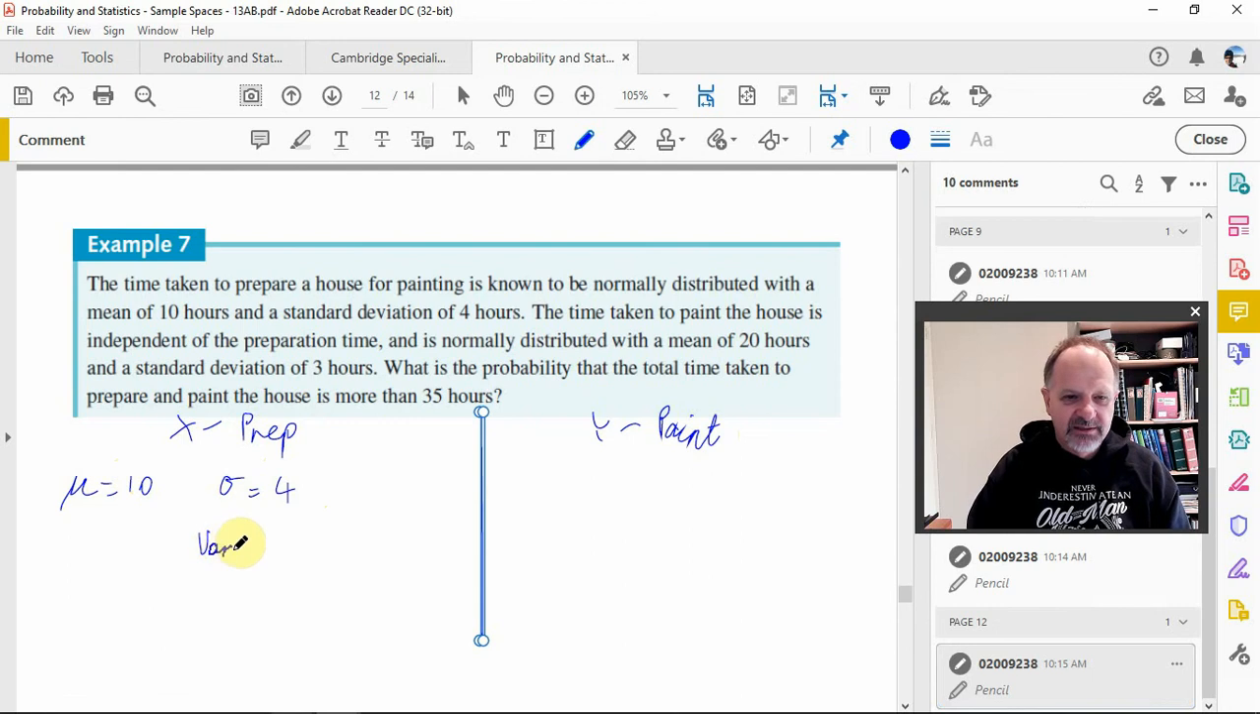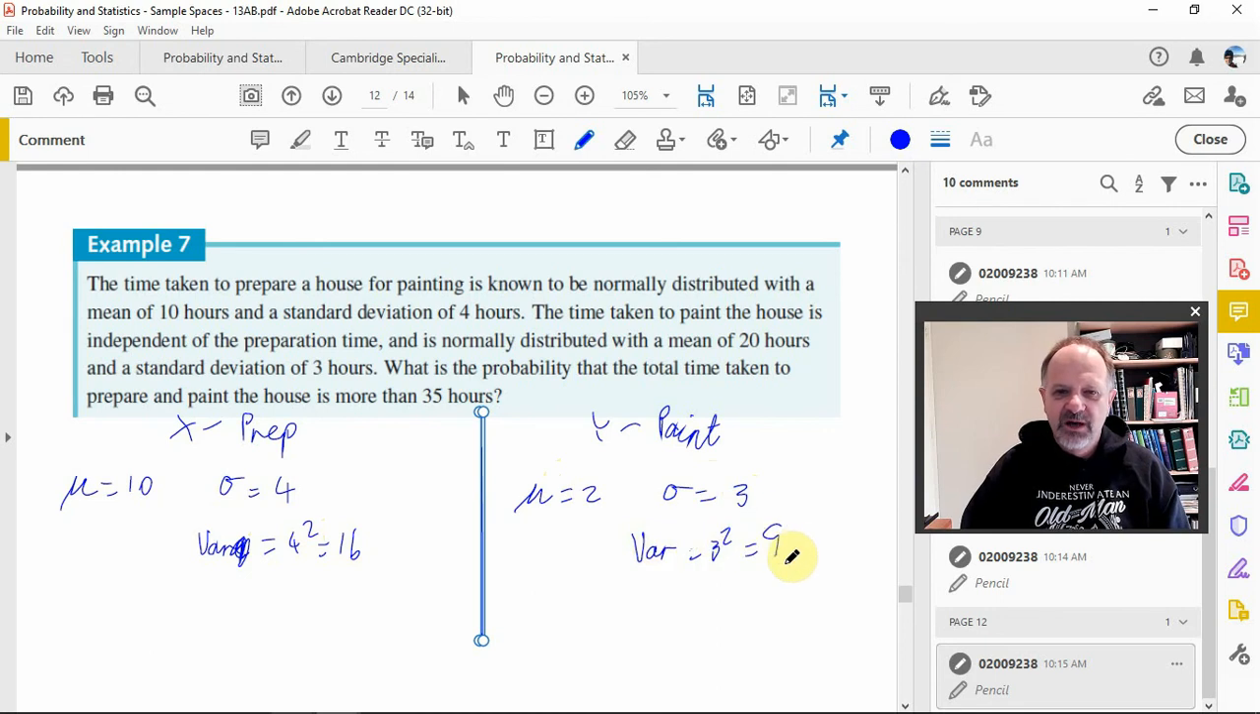So we got a mean here of 10, standard deviation of 4, and so our variance is equal to 4 squared, which is 16. Time taken to paint the house is independent of the preparation, normally distributed with a mean of 20 and a standard deviation of 3, so our variance is 3 squared, which is 9.